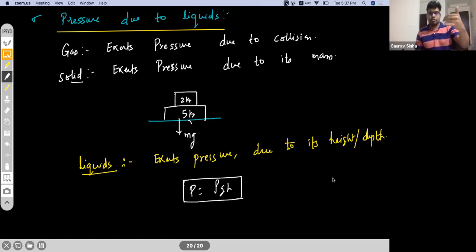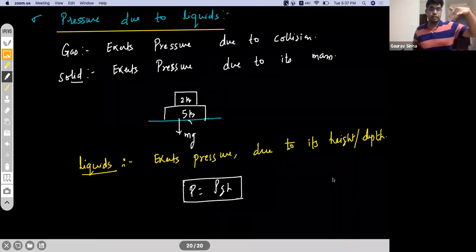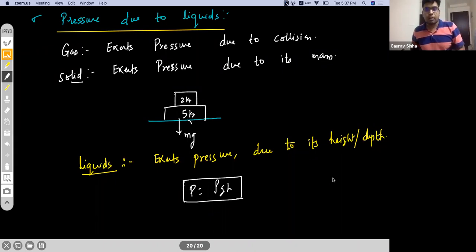That's why when you go deeper, like 50, 60 feet, randomly I'm taking some number, not very sure with it, but after a certain depth, the divers start bleeding from the nose because the pressure on the body is continuously increasing. That's why it becomes very difficult to go beyond a certain point into the sea or river or whatever it is, because gradually the height of the liquid column is increasing, and hence the pressure on you is also increasing. That's why it becomes difficult. Okay, so a liquid column exerts pressure because of its height.